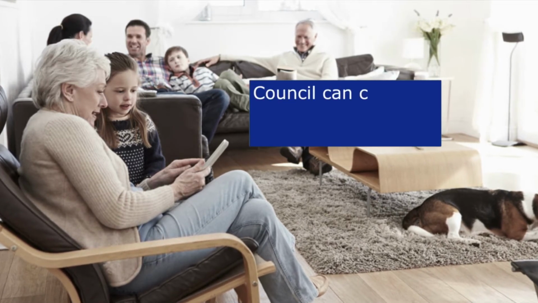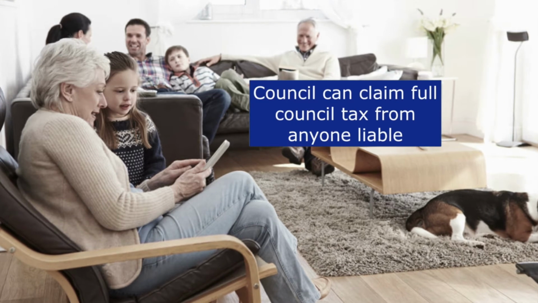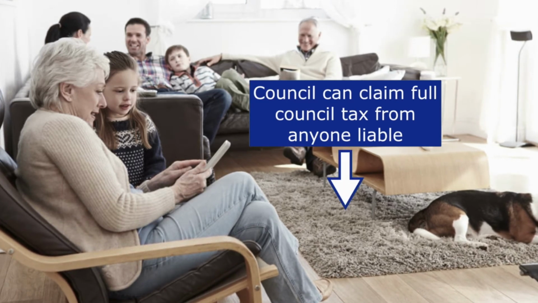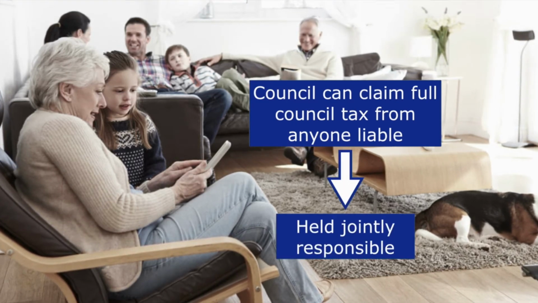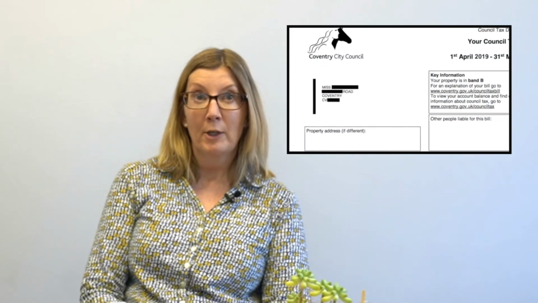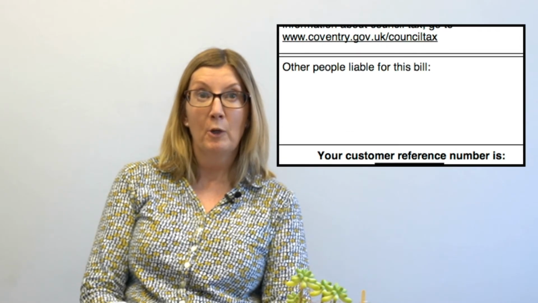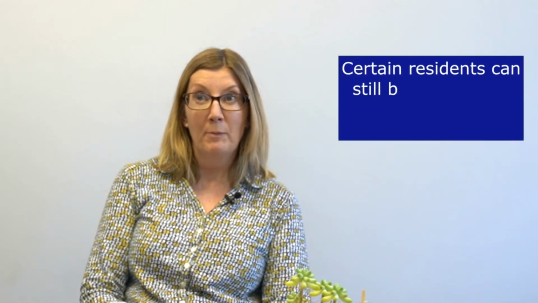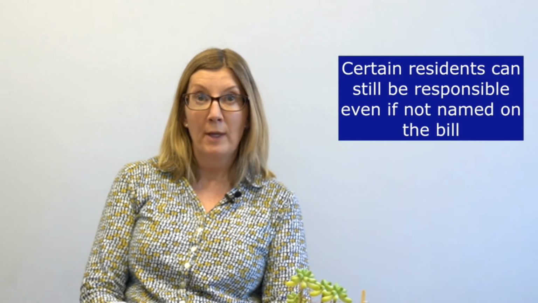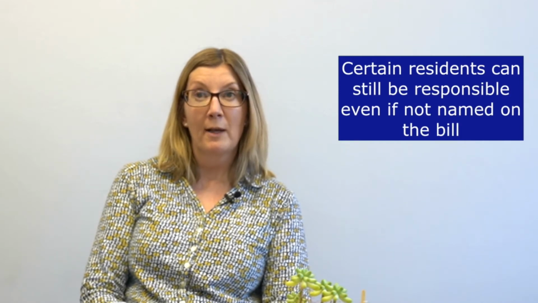The local council can claim full council tax on the property from anyone liable. They will all be held jointly responsible if the bill is not paid. As the council tax bill can only be addressed to one person, this box may include all others living in the property, who can be held accountable for the bill. Even if certain residents are not named on the bill, this does not mean they aren't responsible for it. The council will still expect payment.